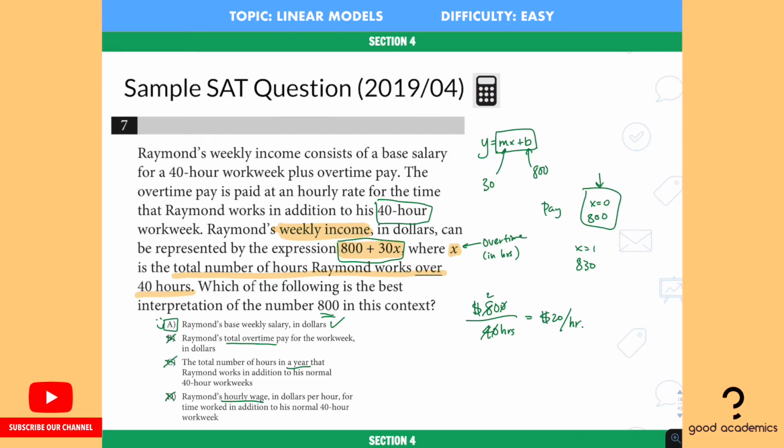So although this question is only asking you for the 800, I think students should be very ready to think about all these numbers and the meaning of all these numbers and be able to extract all the other information just in case the question may ask you something more than the 800.